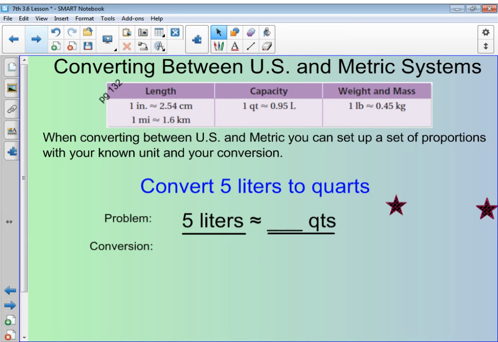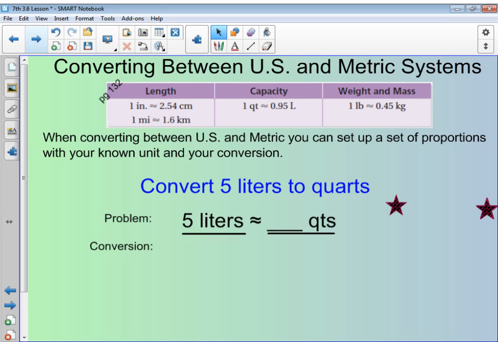Also, as long as you're matching labels, it's not going to matter which conversion you use. They'll both be very close to each other in answers, but they're not, once again, going to be exactly the same. As long as you're matching units, you'll be okay. So when converting between US and metric, you can set up a proportion with your known unit as well as your conversion. So here I've got convert 5 liters to quarts.